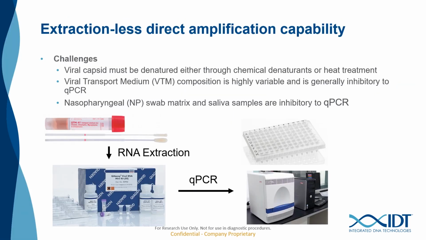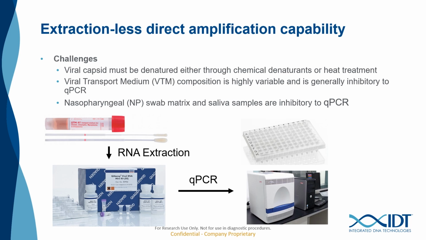One of the most sought-after requests from customers is to offer an extractionless direct amplification capability in a one-step RT-qPCR master mix. Currently, RNA extraction is recommended for identification of analytes contaminated with human specimens before RT-qPCR due to many challenges. First, the viral capsid must be denatured either through chemical denaturants or heat treatment to release the RNA from the protective coating. Both chemical and heat denaturation methods kill reverse transcriptase activity.